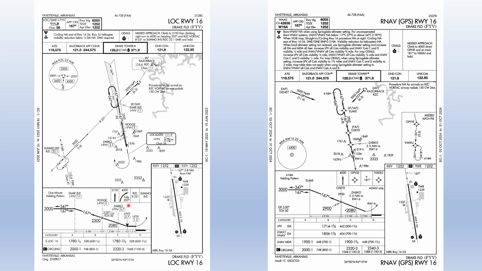Zabco intersection? What does this bold black V mean? What is the significance of the Fayetteville 1.2 DME from the localizer? What are the minimums that you will use on the approach?